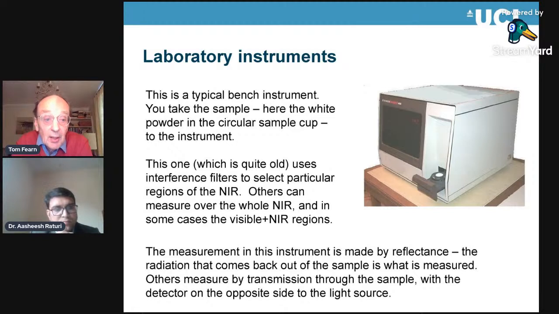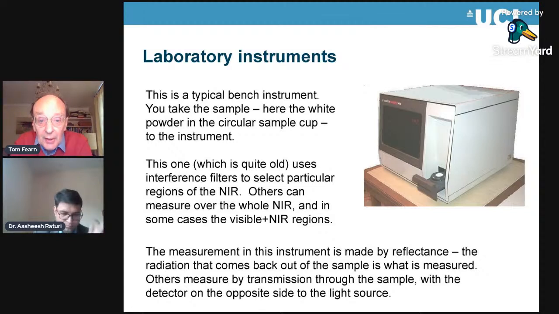Some others will actually transmit light through samples. You wouldn't do it with this type of sample, i.e. a cupful of flour, because not enough would get through. But you can transmit through some samples, and some instruments work with transmission, and some instruments will work with either reflectance or transmittance.